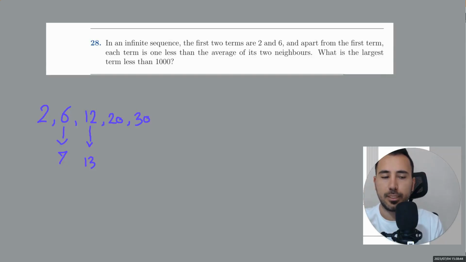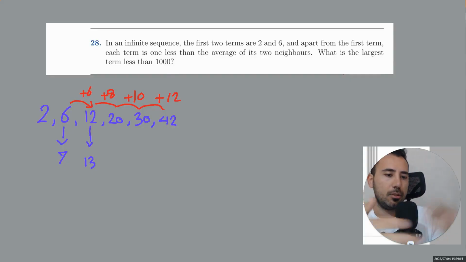Okay, so the next one, 31 times 2, 62. Minus 20, 42. So you could see now, you could see the jumps. This one has been, let me change color. This one has been plus by 6, then plus by 8, then plus by 10, then plus by 12. And you could continue this.